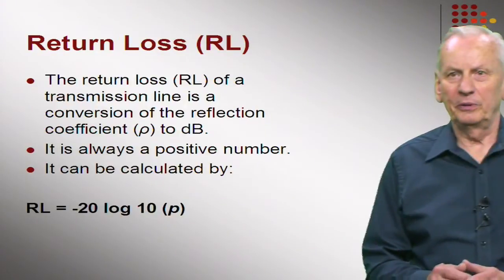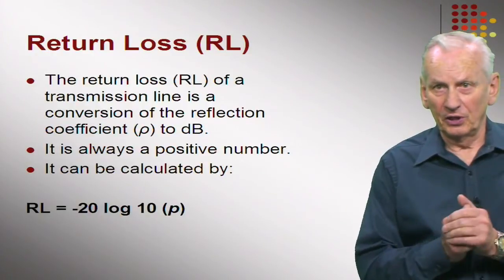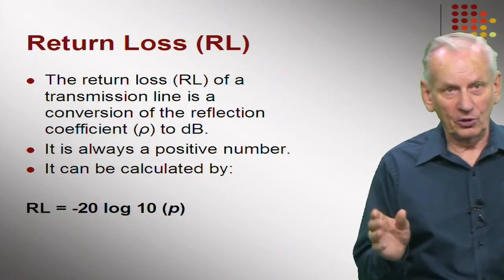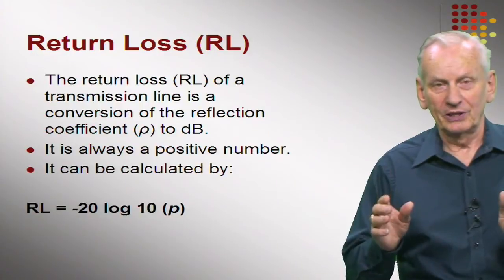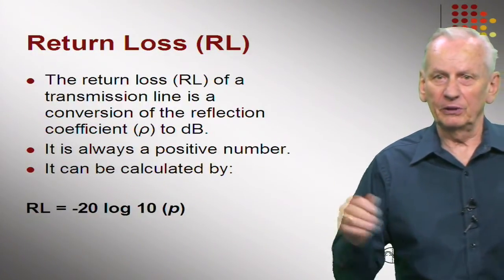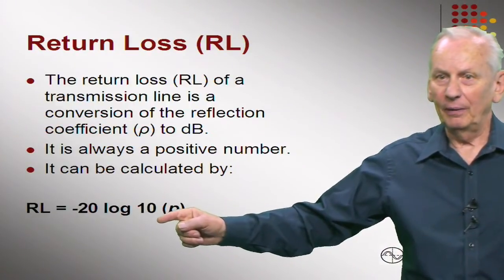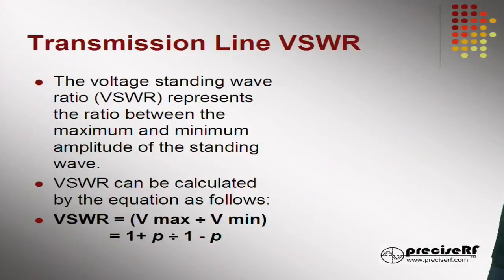Okay, let's talk a little bit about return loss. The return loss of a transmission line is the conversion of the reflection coefficient to decibels. It is always a positive number. It can be calculated simply by minus 20 times the log 10 of P. So that's it.